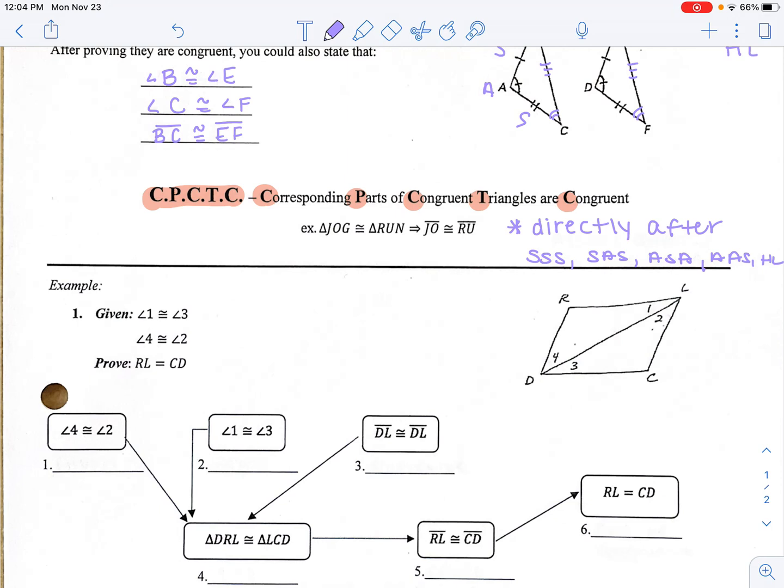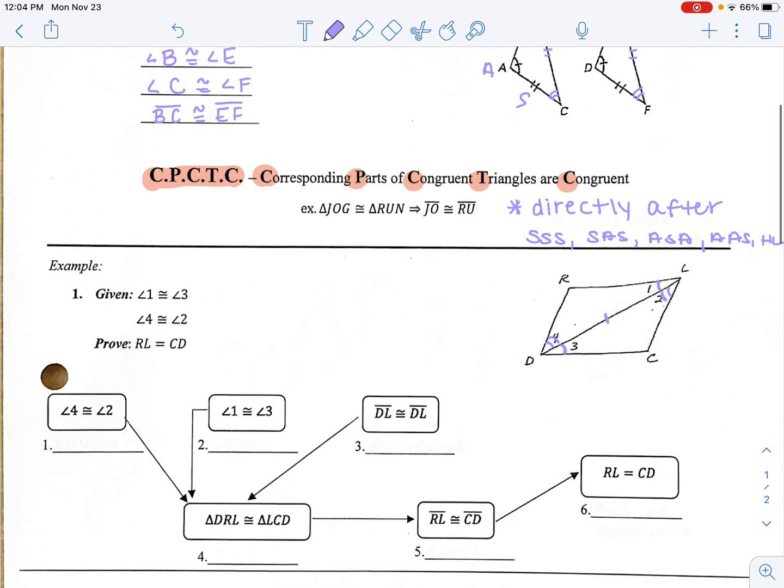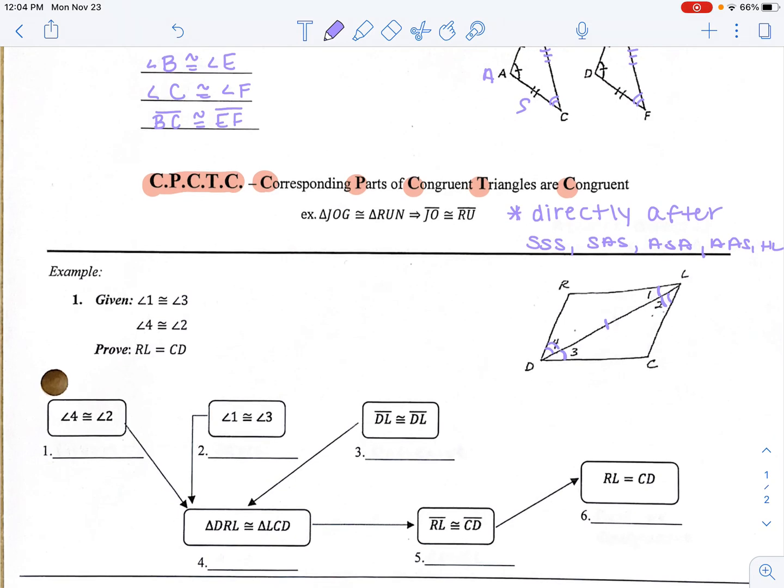All right, same idea. When we read our givens, make sure we're marking up our picture, and then we're going to see if we can make any additional markings ourselves, and then we're going to go through the proof. So this first given is angle 1 is congruent to angle 3. It says angle 4 is congruent to angle 2. All right, so we have no more givens. Are there any markings we can make ourselves? Well, they share that side, DL, so I can mark that side congruent. Now that we have our picture marked, let's dive in.